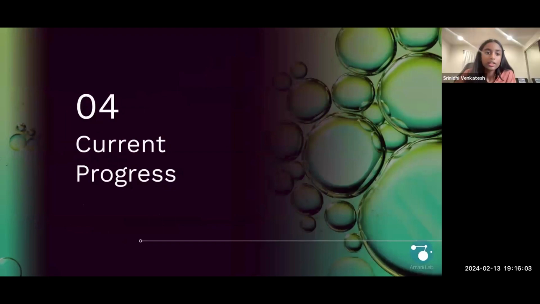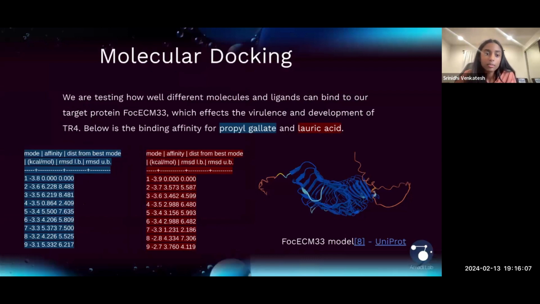With that being said, here is the current progress we have made. We have tested the binding affinity of the fatty acids lauric acid and propyl gallate to FOC EMC33 using molecular docking. Out of around 20 molecules we have tested so far, lauric acid and propyl gallate have the highest binding affinity to our target protein.